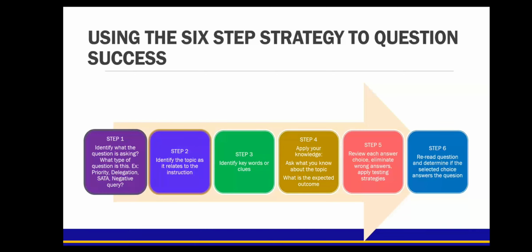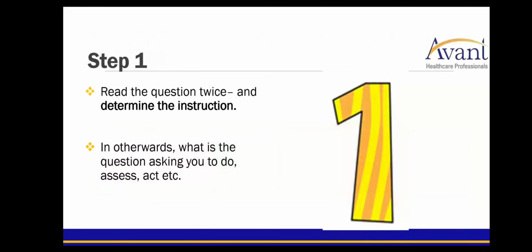It says here, identify what the question is asking. All right, Susie, that seems pretty simple and straightforward, doesn't it? What type of question is this? Is this a priority, a delegation, a SATA? A negative query? Well, if you don't know what a negative query question is, basically it's a question asking you to look for the wrong answer.